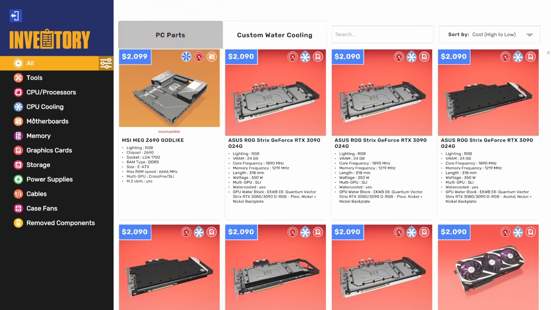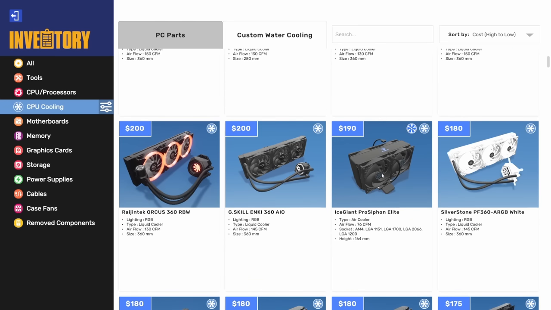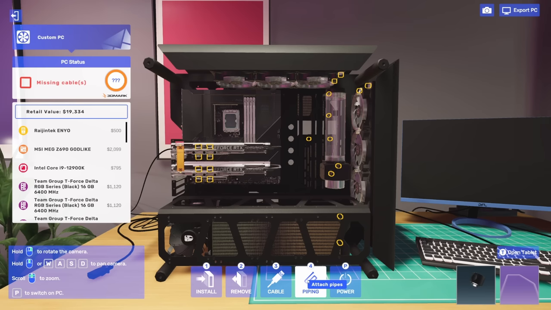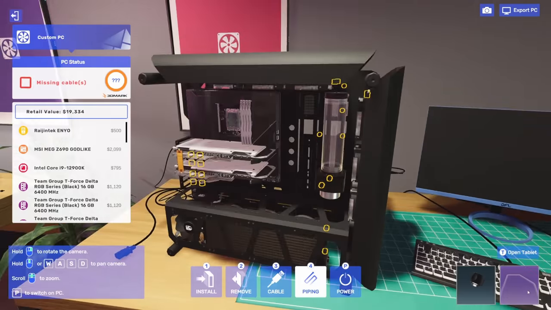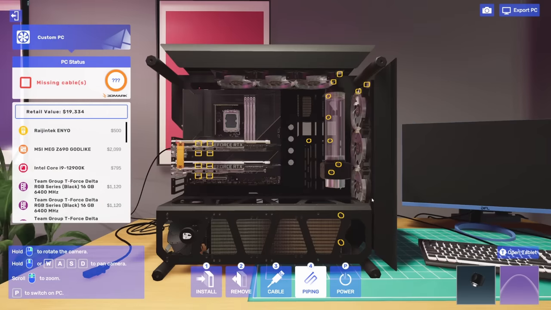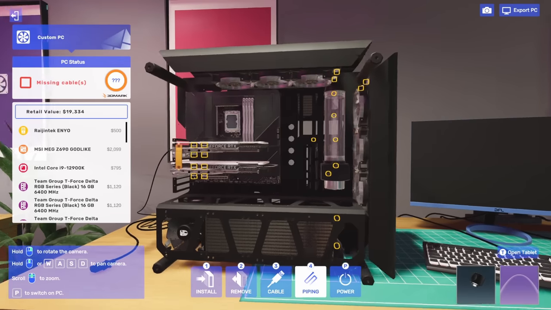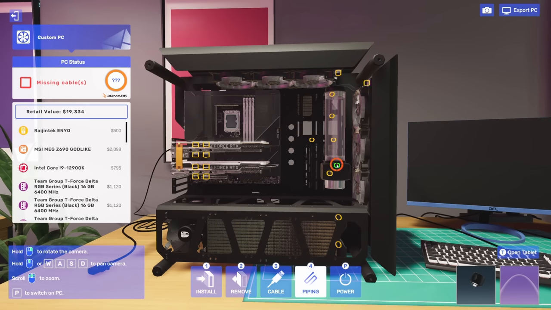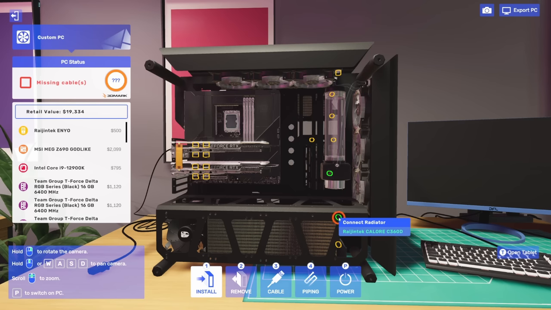So back to PC parts, CPU cooling. We are gonna go with the IceGiant ProSiphon Elite. But before we do that, because this game is annoying and I'm finding that the piping component of water cooling is more, I wanna say more unforgiving, but that's not true, because in some ways it's much more forgiving. Like, let's just start going here and let's just see what happens. I'm actually pretty nervous to see how this step goes, because yeah, it's actually pretty terrifying how janky this has gotten.